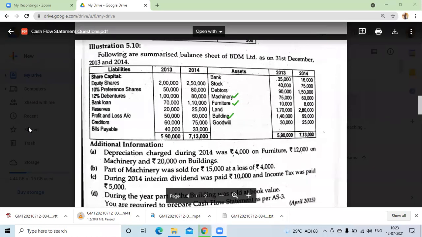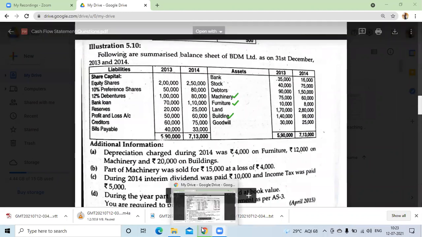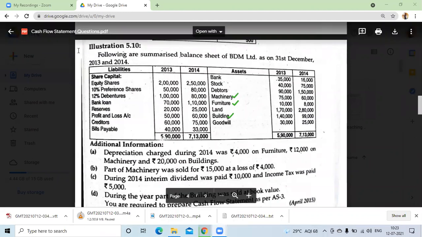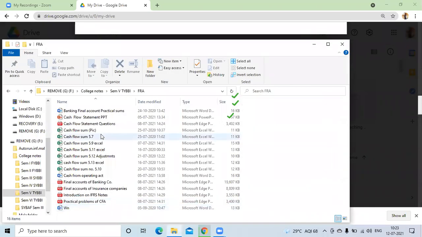Okay, so you are required to prepare the cash flow statement as per Accounting Standard 3. So come on, quickly open a new page, write down 5.10. The company name is BDM Limited. So write down BDM Limited.